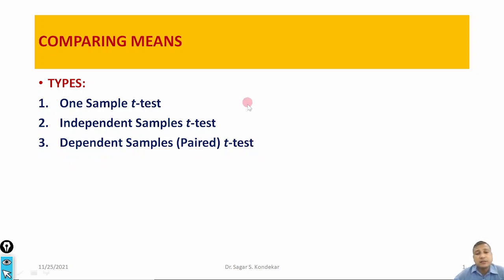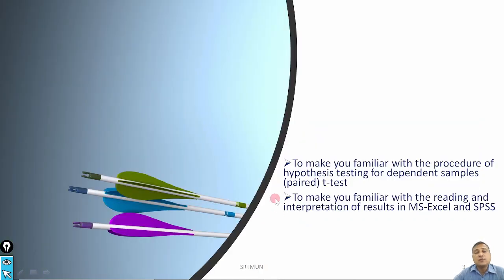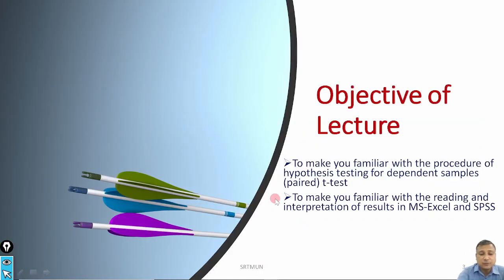So let me welcome you all again here in lecture number 29 with the title Dependent Samples Paired T-Test. Objectives of lecture number 29 are as follows. The first objective is to make you familiar with the procedure of hypothesis testing for dependent samples paired t-test using MS Excel and SPSS. Once we perform this test on our data, we'll get the result, and then we'll try to understand how we can read and interpret that result.